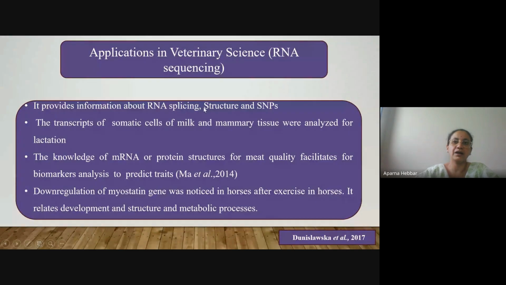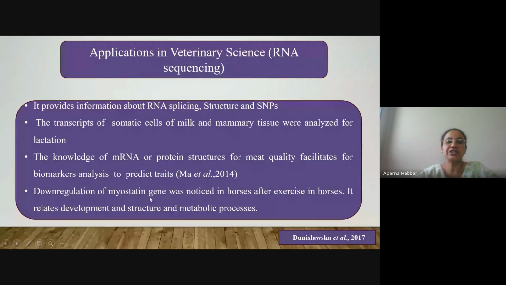Then RNA sequencing also can be done with NGS. That means NGS can be applied in RNA sequencing also. It is helpful in RNA splicing studies, structure, and SNPs. The transcripts of somatic cells of milk and mammary tissue are analyzed for lactation, and any differences and changes can be checked by this. Then mRNA protein structure for meat quality facilitates biomarker analysis to predict traits, and if there is some structure which was a good trait, then that can be helpful for further breeding purposes or further breed generation. All those genetic studies can be done.